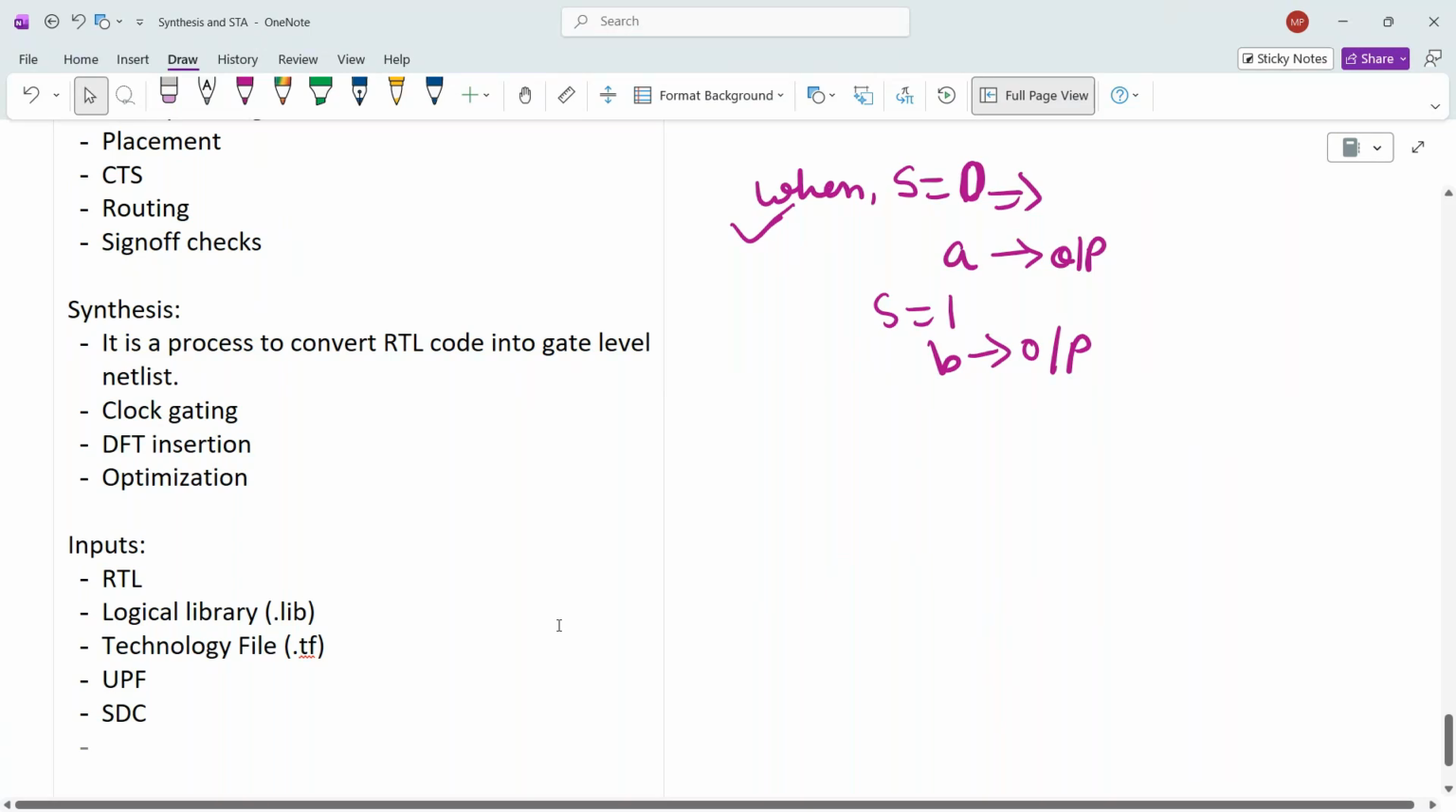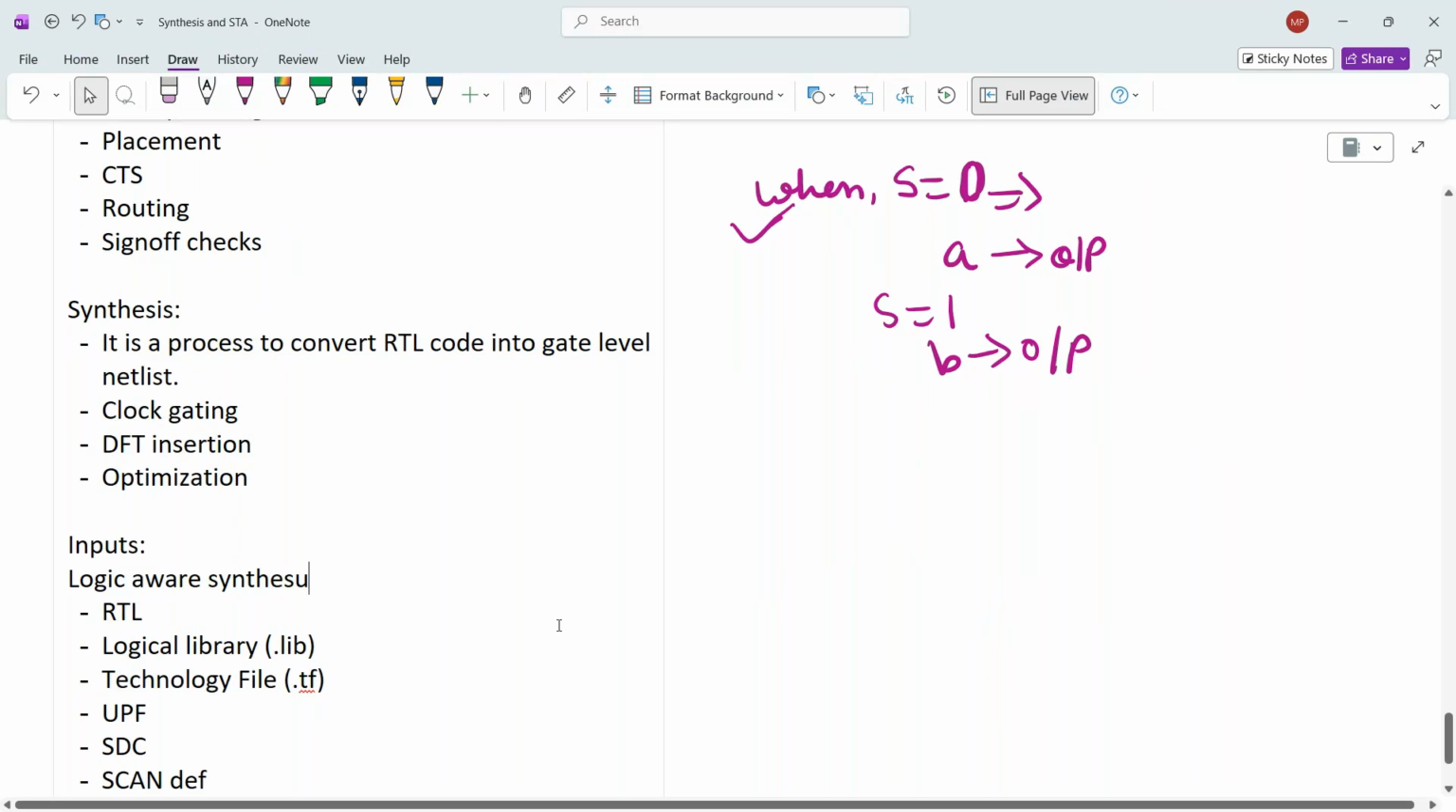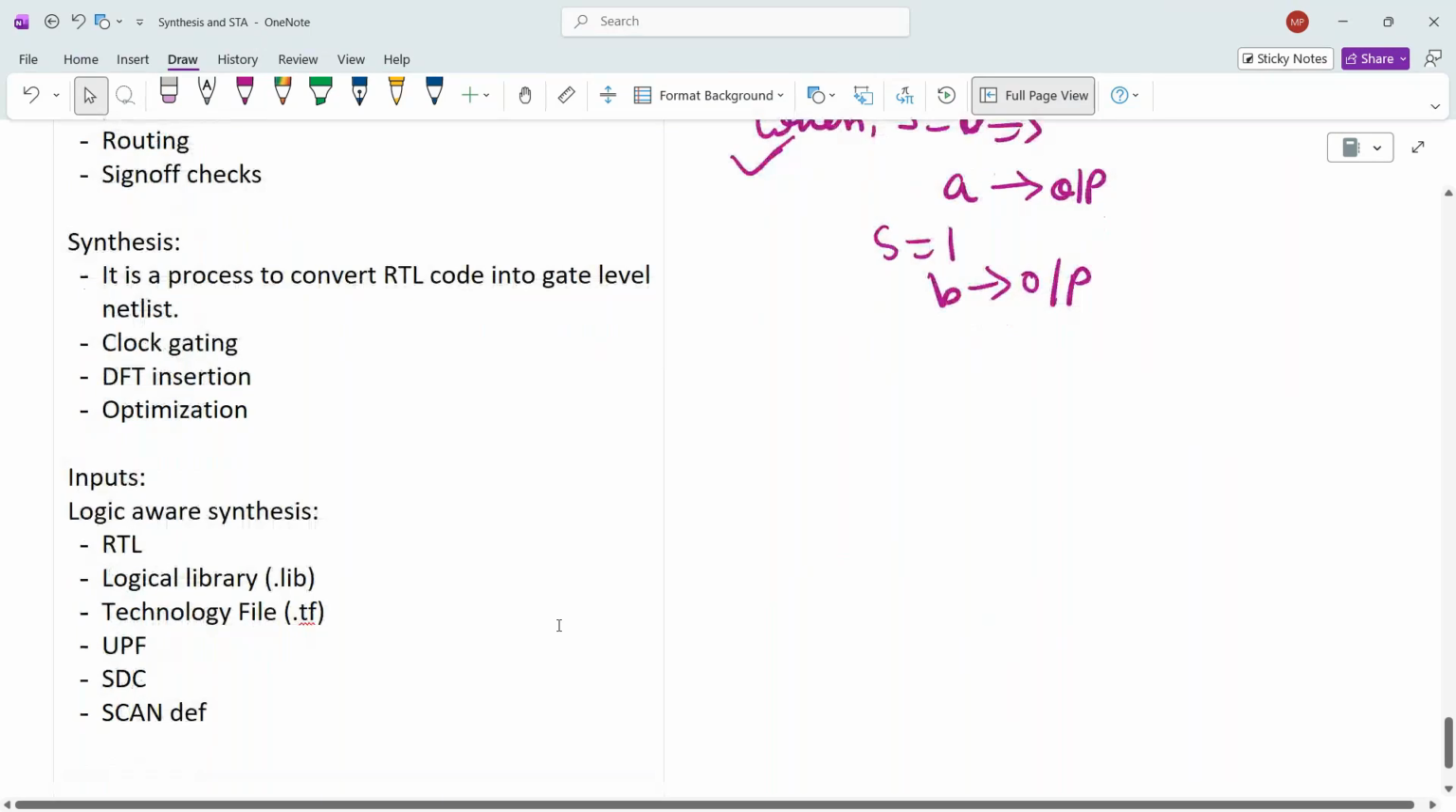Right, so UPF, SDC, then you also have the ScanDef. So these are the input files required for logic aware synthesis. Right, now what about physical aware synthesis then?